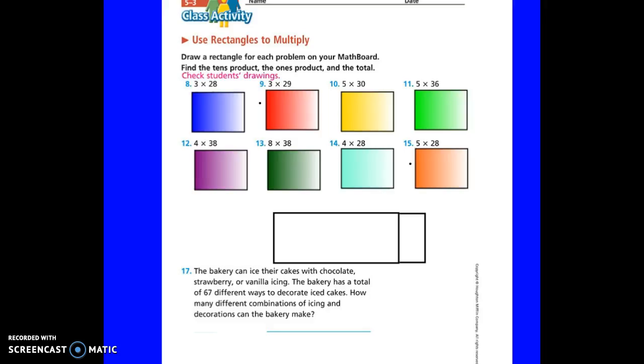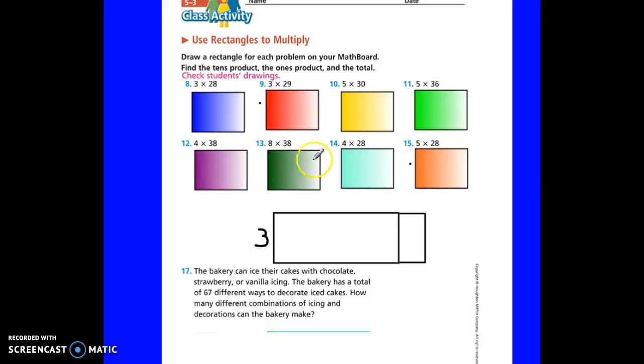All right, let's keep practicing. We're going to look at a couple of these. It says draw a rectangle for each problem on your math board. You could do it on a sheet of paper. And it says find the tens products and the ones products and the total. So we'll go ahead and do one of these together first. So 3 times 29. Again, first I'm going to figure out how many tens there are. So I have 3 over here.